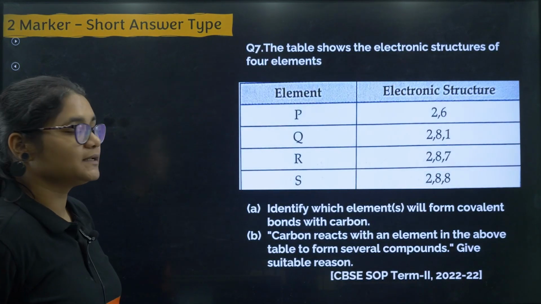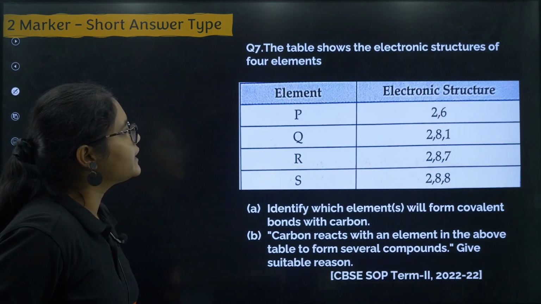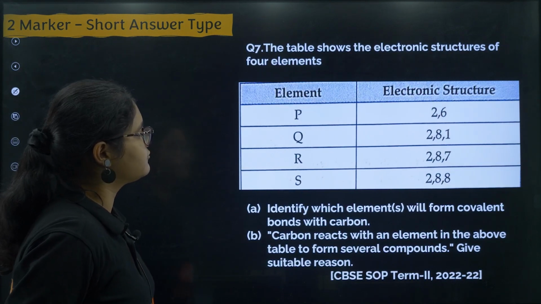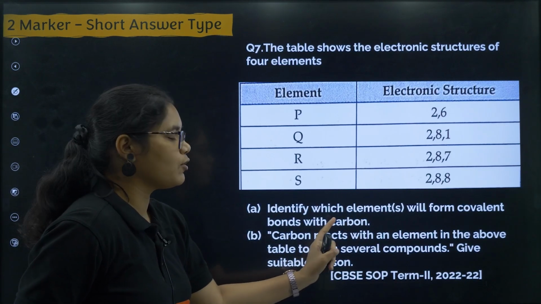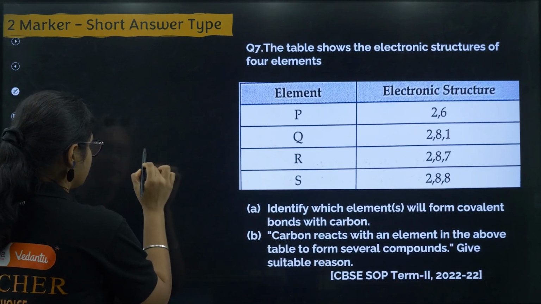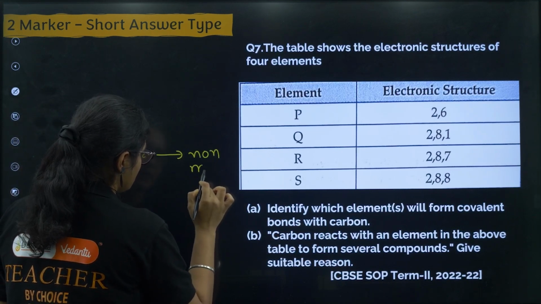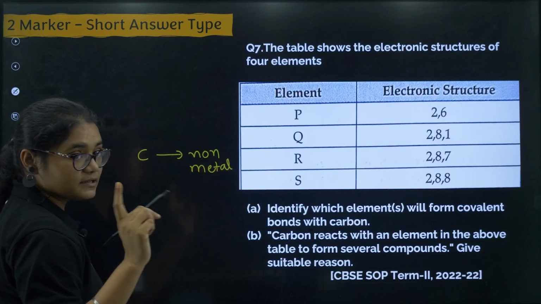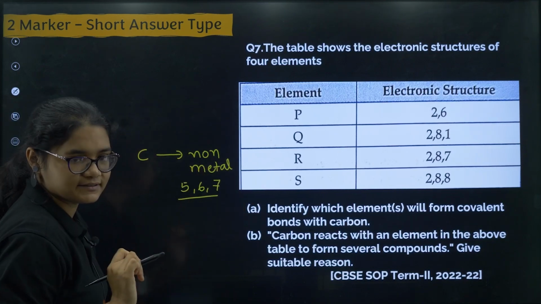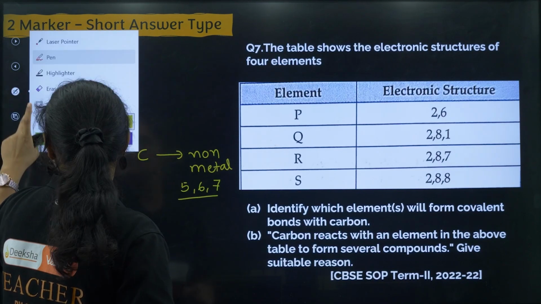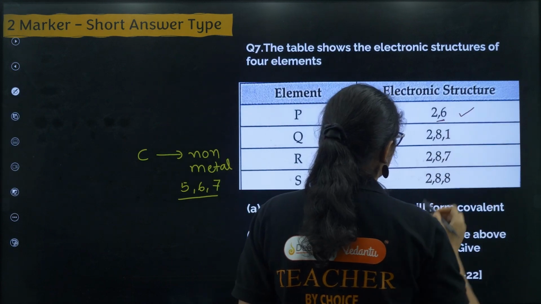Okay. Next, we'll go to some short answer type questions of 2 marks. Okay, these are your 2 mark questions. Now, the table shows the electronic structures of 4 elements P, Q, R, S. Identify which elements will form a covalent bond with carbon. So now carbon is an element. Remember, it forms a covalent bond with another non-metal. Okay, and in metals and non-metals we have discussed that non-metals have 5, 6 or 7 electrons in their valence shell. So now let us consider, this has 6 valence electrons, so this can form a bond.